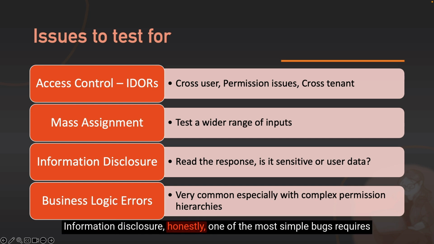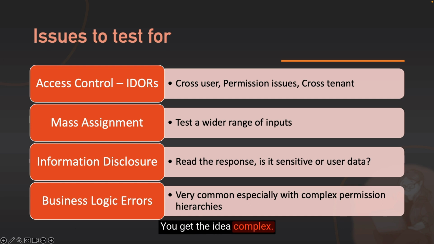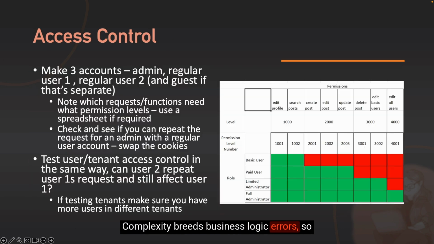Information disclosure. Honestly, one of the most simple bugs, requires you to use your brain a little bit and work out if you're looking at something that's sensitive. And business logic errors where, for whatever reason, you can skip over steps. You can set your accounts to be in weird permission states. Really common with permission hierarchies when we start speaking about enterprise software, where you have organizations have members, and members have permissions that are associated with that organization but shouldn't be associated with other. You get the idea. Complexity breeds business logic errors.